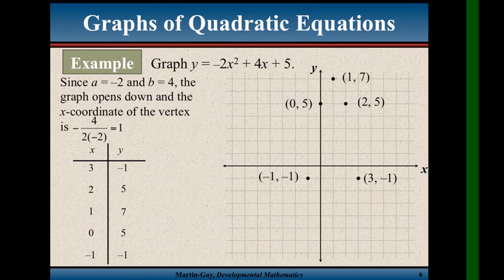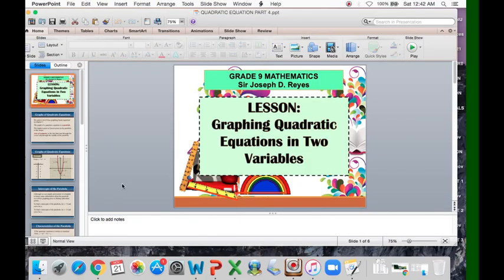So it opens downward. As we can see, a is less than 0 because our a is negative 2. So that's all about graphing quadratic equations in two variables.